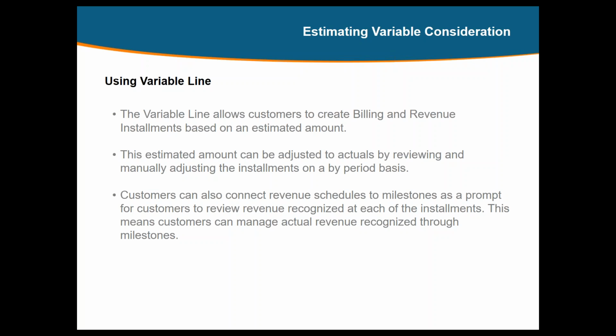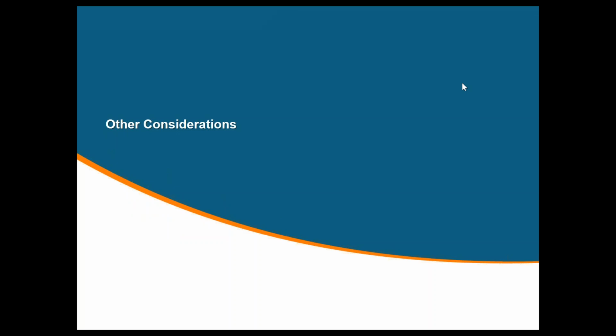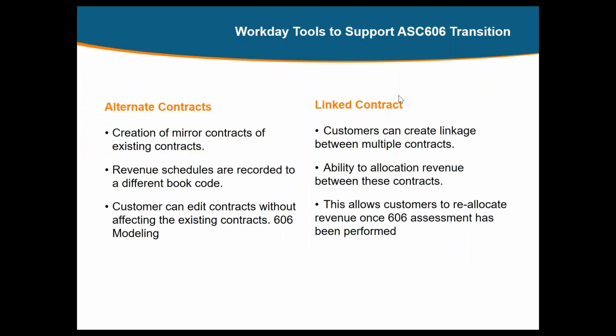So when you're looking at variable consideration, definitely look at usage and variable line type, and a lot of flexibility there again in how you would handle it. With that, I'm going to hand it over to Mike to cover some other considerations with rev rec. Thank you, Risha. So I'm Mike, and I'll cover some of the 606 transition feature support that Workday also developed.